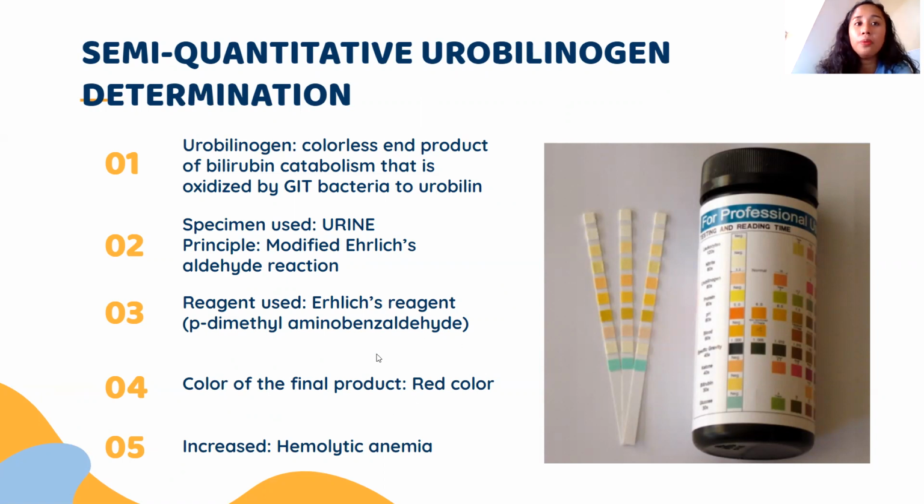And class, the more urobilin there is, the redder the square is. It's increased in cases of hemolytic anemia. So when we say hemolytic anemia, guys, there is excess breakdown of your red blood cells. There are many causes of red blood cell breakdown, it could be antibodies, it could be a genetic disease.